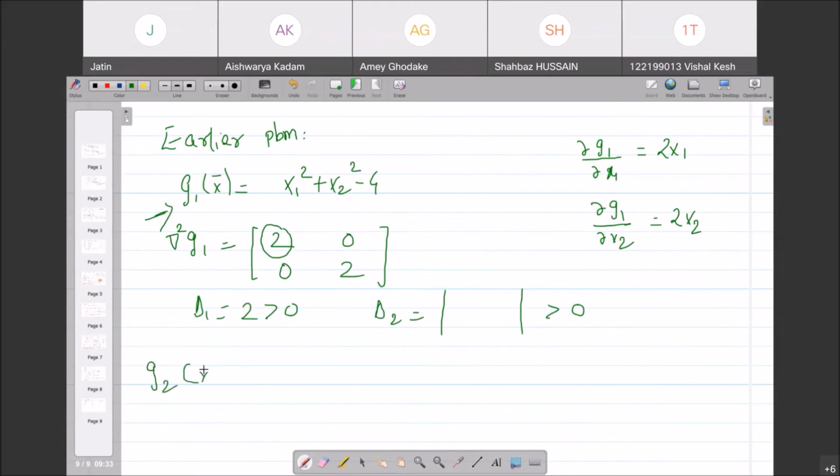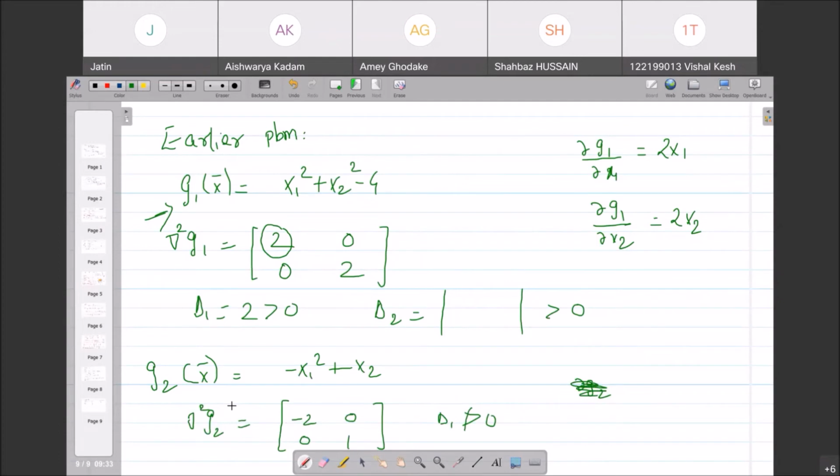What is your G2 of x bar? Minus x1 square plus x2. Is this a convex function? Can anyone tell me what the Hessian is? What is the Hessian for this? Minus 2 0, 0 1. Okay, fine. So you can see that delta 1 is not greater than 0. So your G2 is not convex.